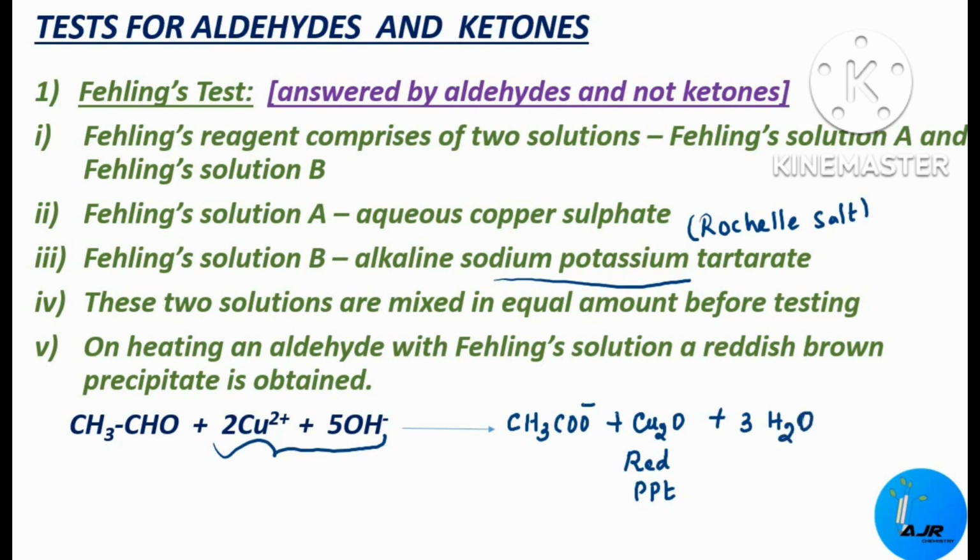So when you add this aldehyde to the Fehling solution and heat, the aldehyde is converted to a carboxylate anion and we get a red color precipitate. But when you add a ketone to this Fehling solution, this reaction will not take place; the ketone will not react with the Fehling solution. So this is a very good test to distinguish aldehydes from ketones.